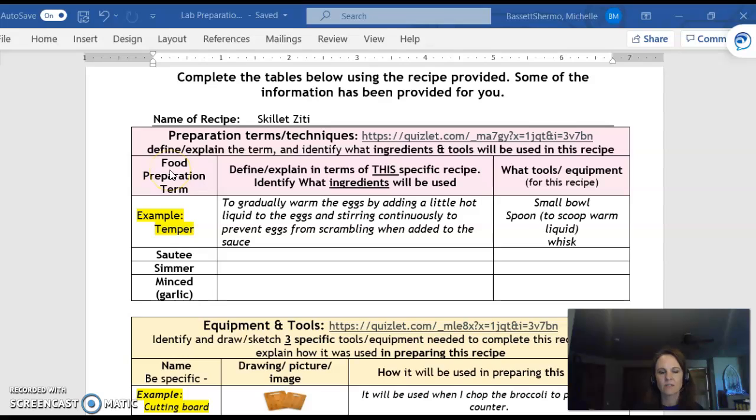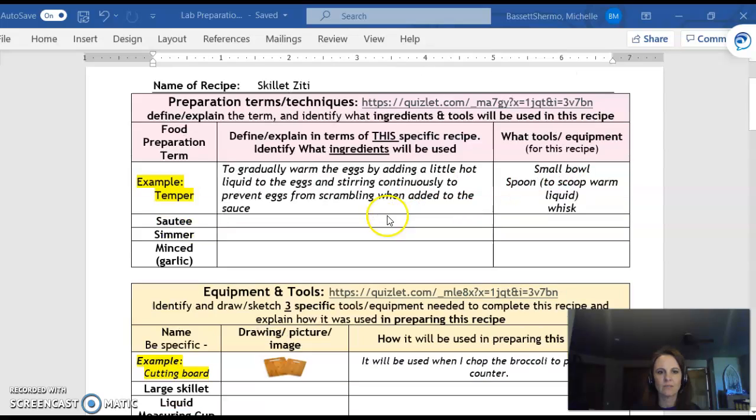So the first box, or the first table, talks about preparation terms and techniques. I included these. These are the ones you need to define in terms of the recipe given. So with regard to the skillet ziti, what does it mean to saute? What's going on? And then what tools or equipment will you be using?